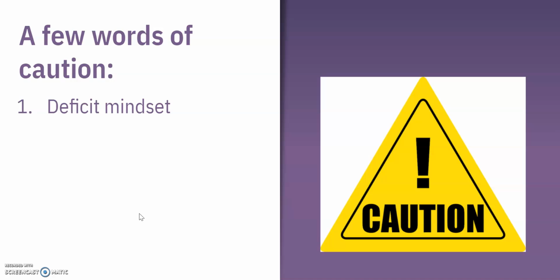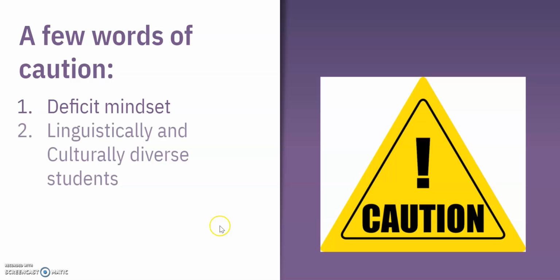The first is we want to be sure that we avoid a deficit mindset, using the STAR data to focus in on what our students cannot do or seeing them as incapable readers, as opposed to simply using the data as a snapshot of some ways that a student might need some additional support to be successful in your class. So dwelling on their potential and not their deficits.